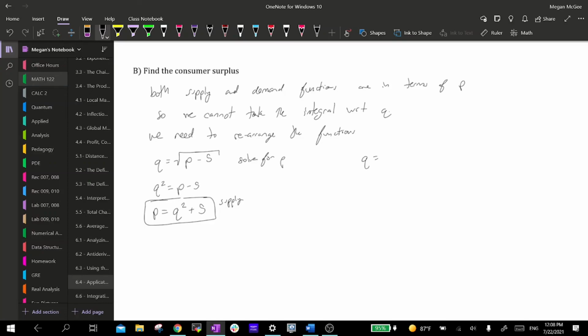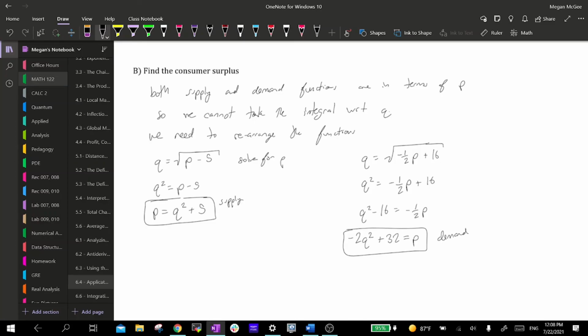We'll take Q is equal to the square root of negative 1/2 P plus 16. We'll square both sides, so we get rid of that square root. Q squared equals negative 1/2 P plus 16. We'll move some things around, so we get Q squared minus 16 is negative 1/2 P. Multiply by a negative 2, so we get negative 2Q squared plus 32 is equal to P. And this is our new demand function.